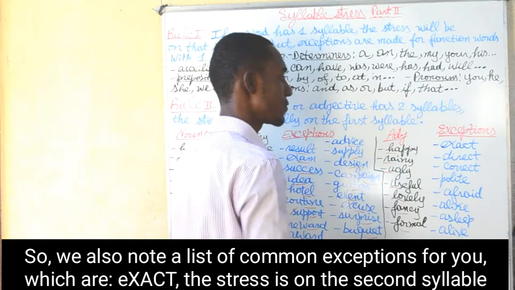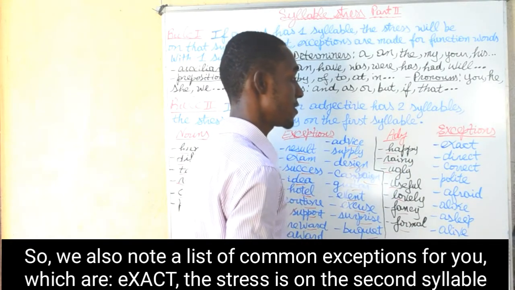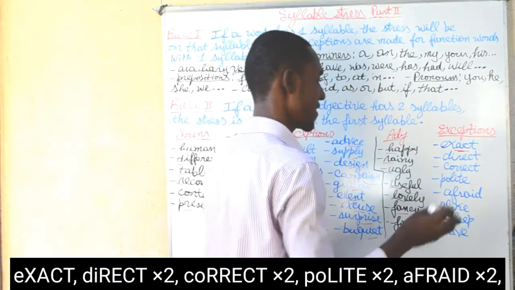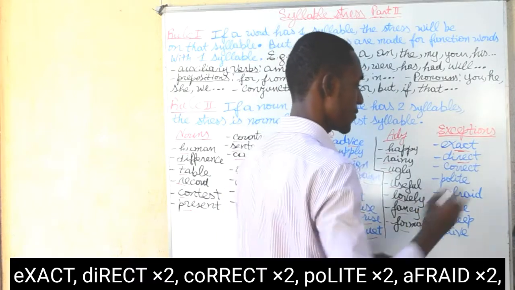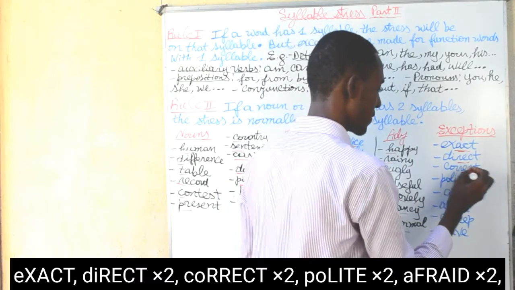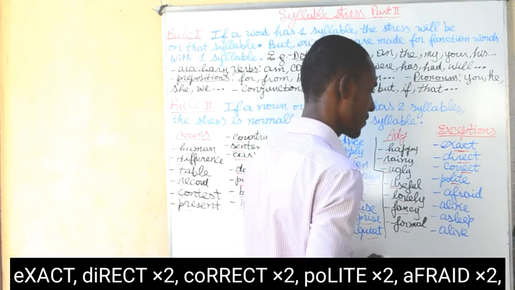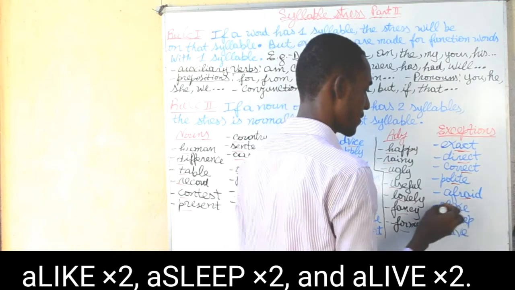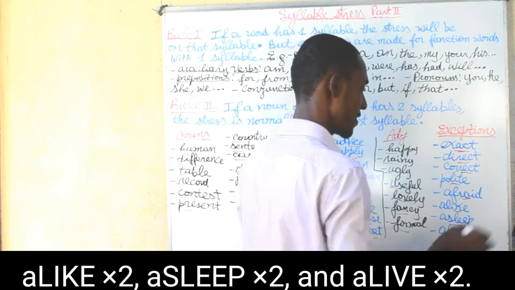Okay, so we also noted a list of common exceptions for you, which are exact. Okay, the stress is on the second syllable. Exact, direct, correct, polite, afraid, alike, asleep, and alive.